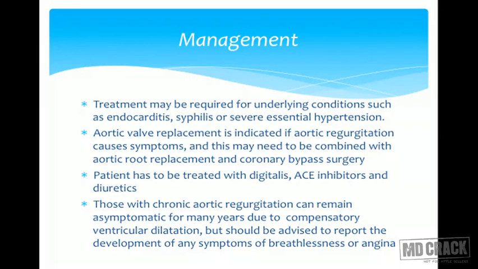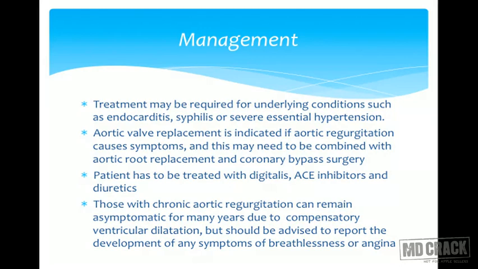Treatment: as far as the medical management is concerned, treatment may be required for underlying conditions such as endocarditis, syphilis, or severe essential hypertension. Aortic valve replacement is indicated if aortic regurgitation causes symptoms, and this may need to be combined with aortic root replacement or coronary bypass surgery. The patient has to be treated with digitalis, ACE inhibitors, and diuretics.